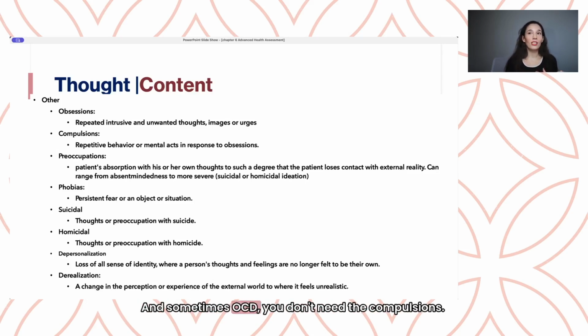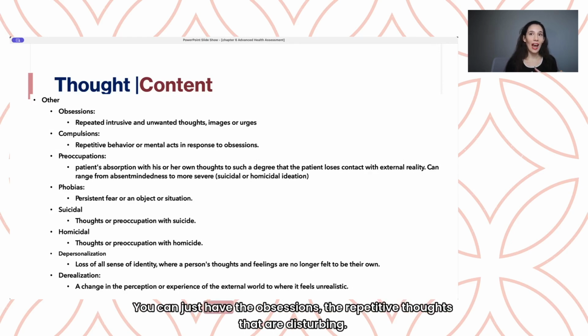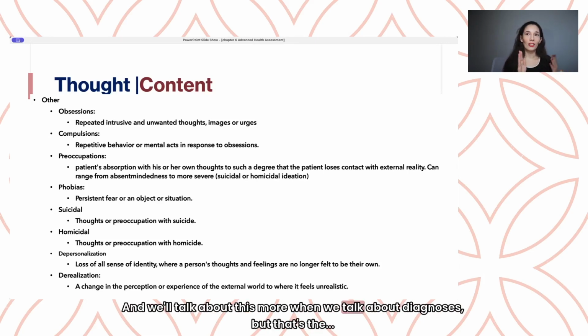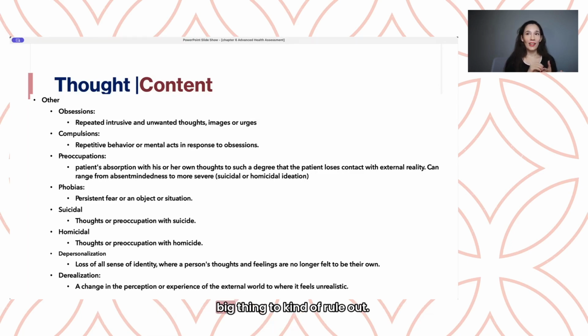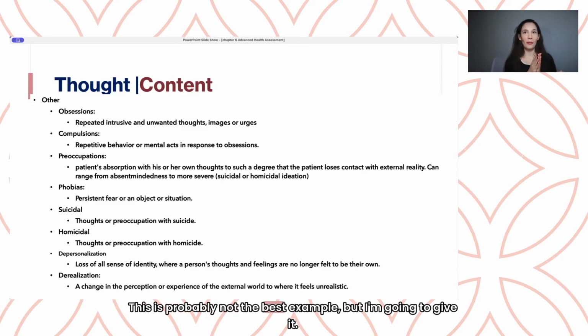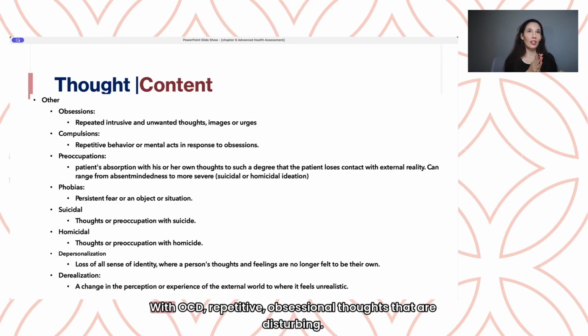And sometimes with OCD, you don't need the compulsions. You can just have the obsessions, the repetitive thoughts that are disturbing. And we'll talk about this more when we talk about diagnoses, but that's the big thing to kind of rule out. This is probably not the best example, but I'm going to give it. With OCD, repetitive obsessional thoughts that are disturbing.